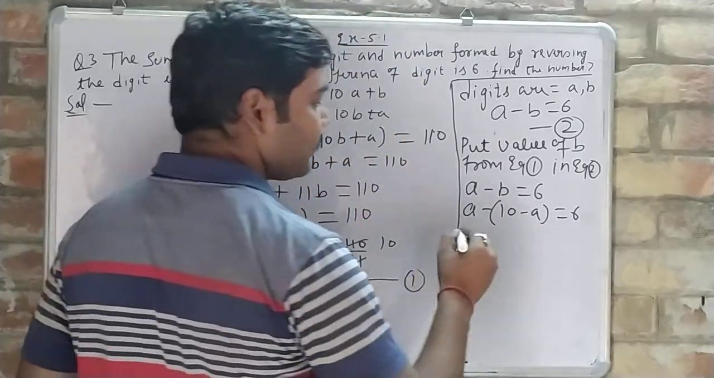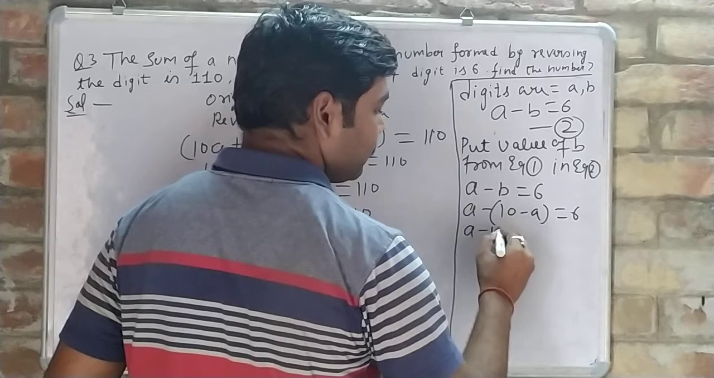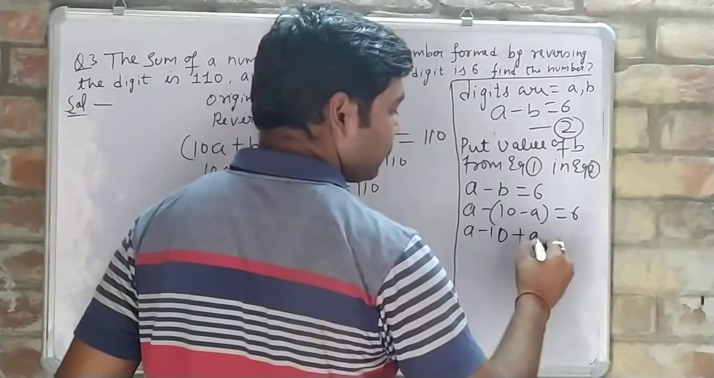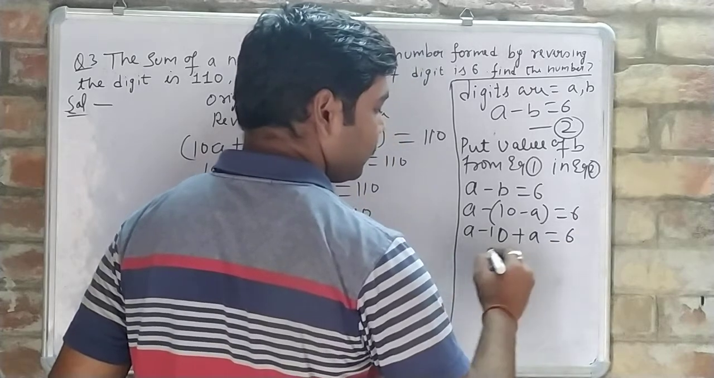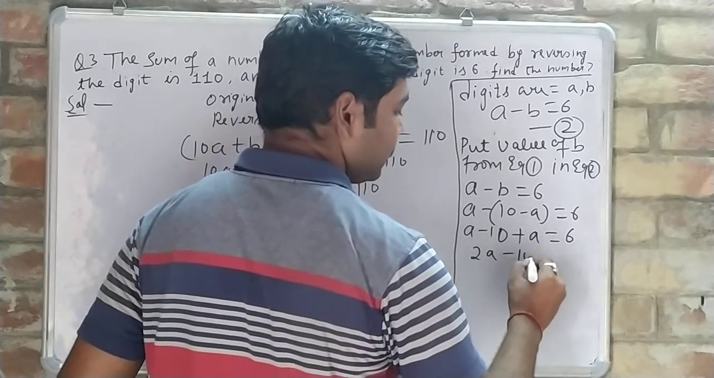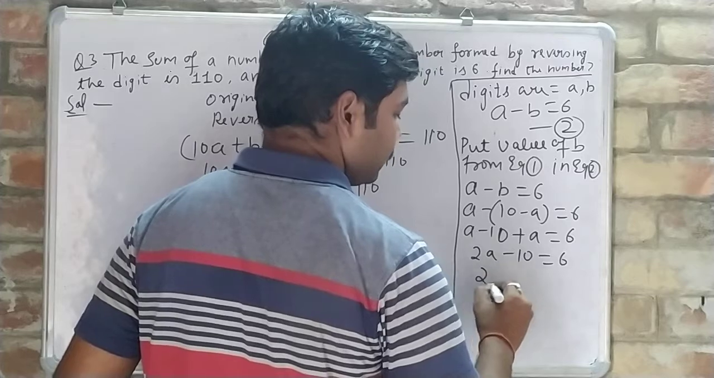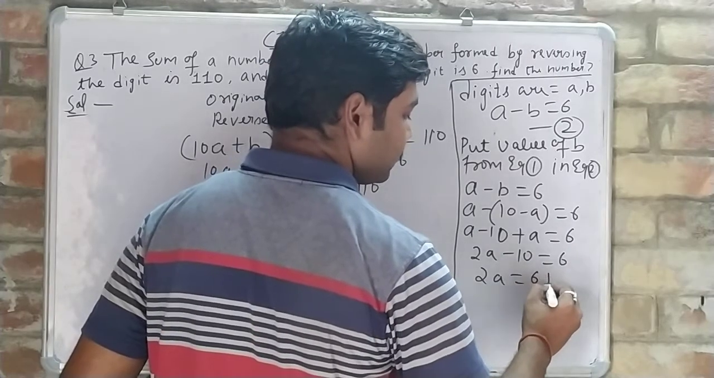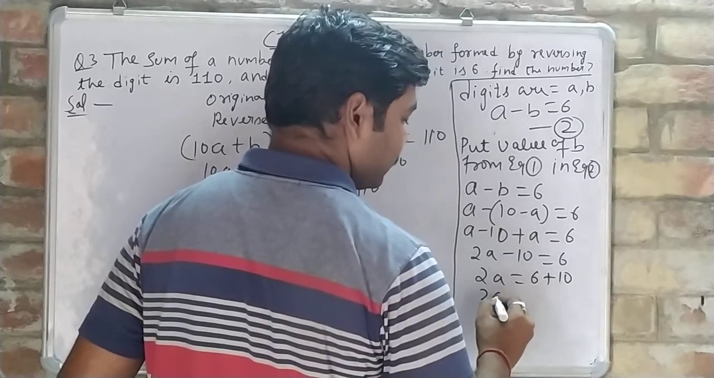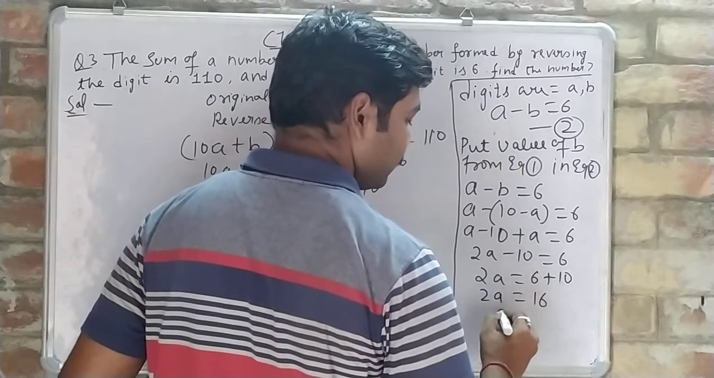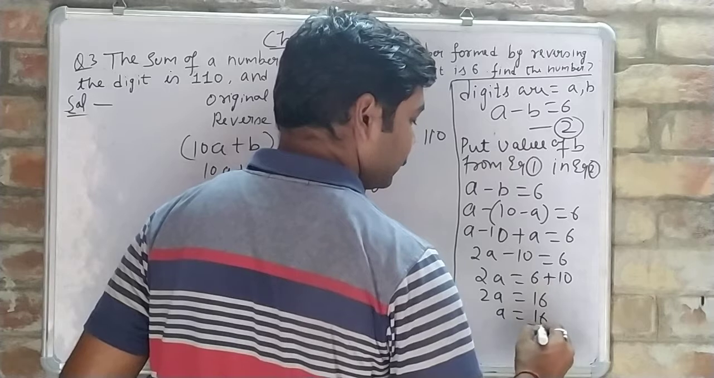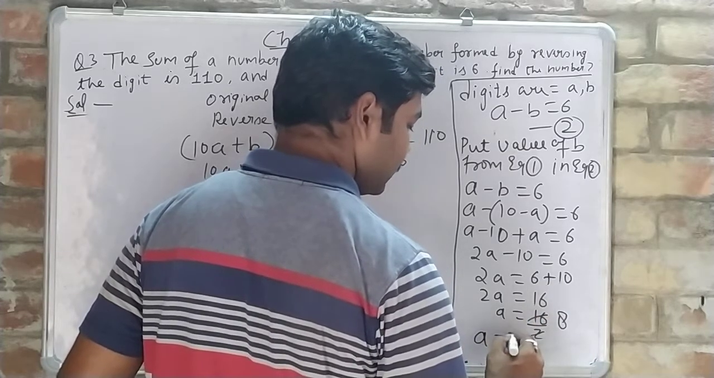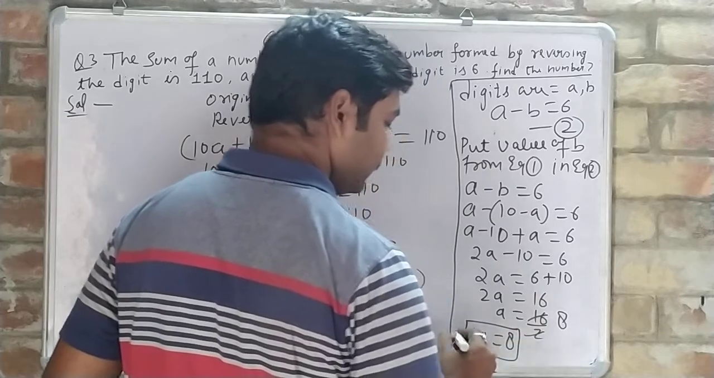Now we will open the bracket and solve: A minus 10, and minus minus will become plus A, equals 6. So A plus A, 2A minus 10 equals 6. 2A equals 6 plus 10, so 2A equals 16. So the value of A is 16 upon 2, that is 8. The value of A is 8.